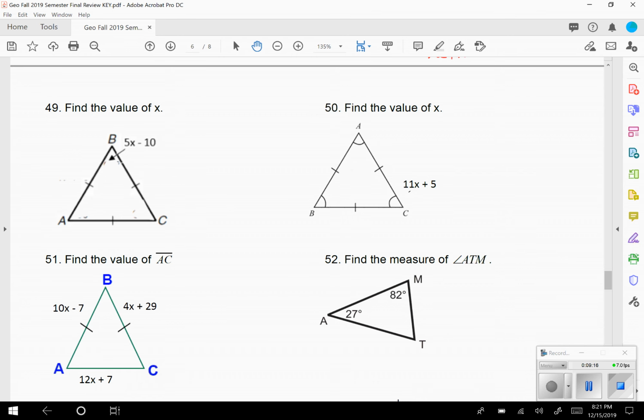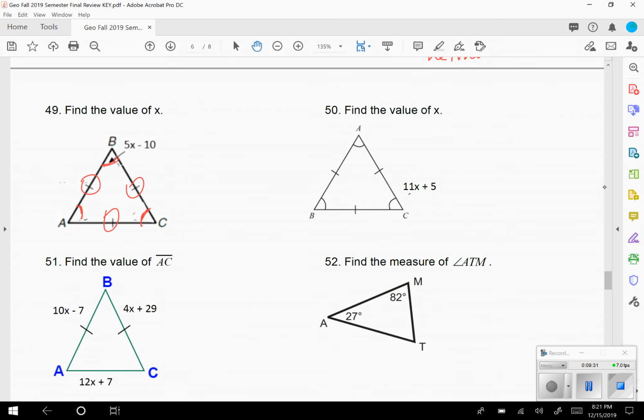Okay, question 49. It says find the value of x. All right, this we can see from the 3 congruent sides that this is an equilateral triangle, so that means that my 3 angles are equal. And so remember, you do 180 divided by 3, which is 60. So anytime you have an equilateral triangle, your angles are all 60. So this 5x minus 10 equals 60. Add 10 to both sides, so you get 5x is 70. And just do 70 divided by 5, and you get the x is 14.